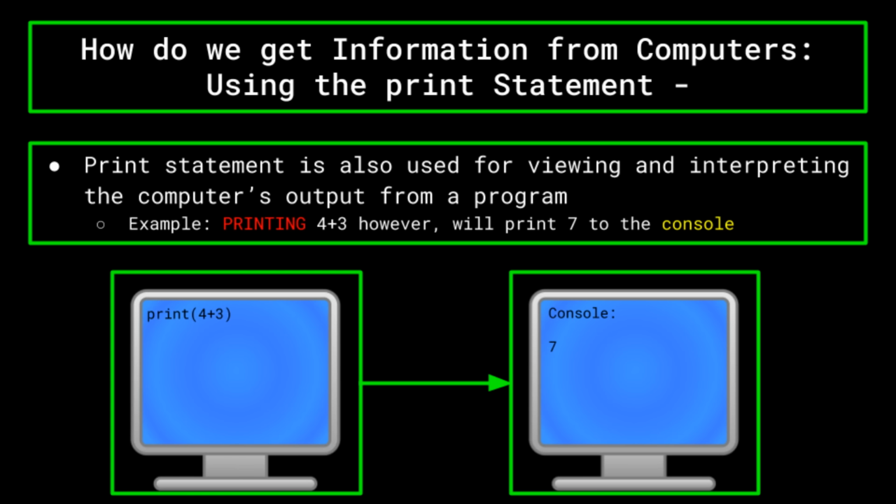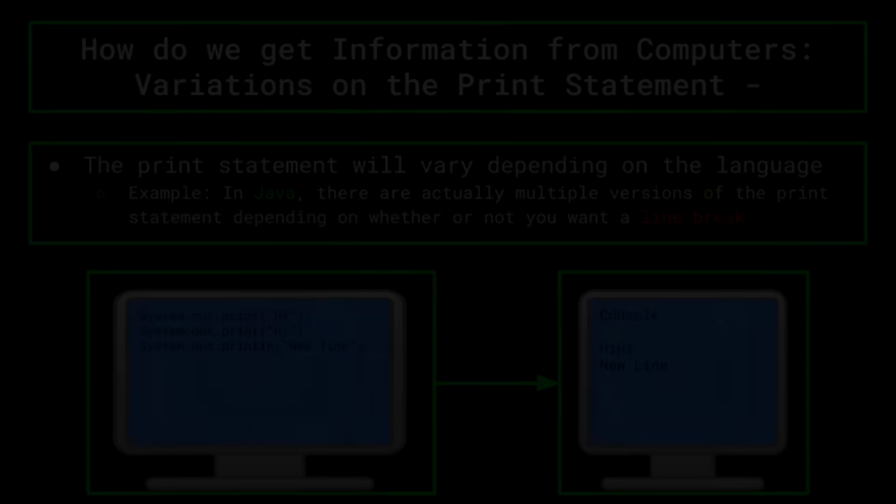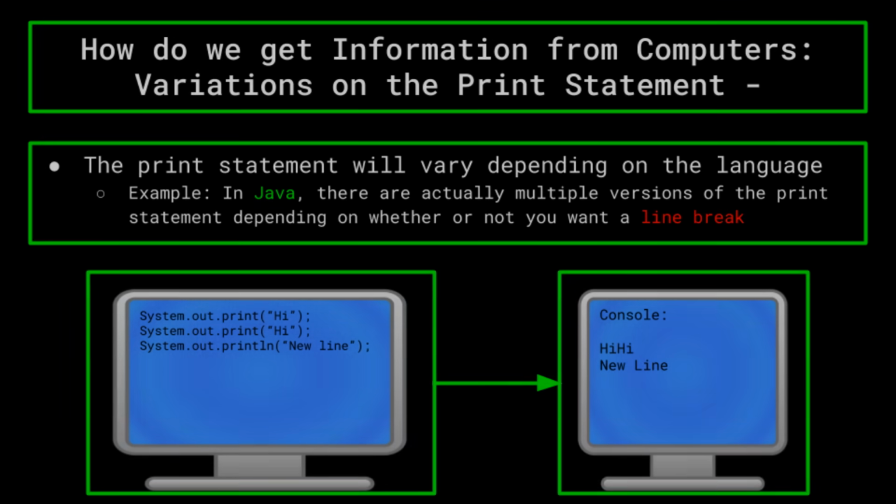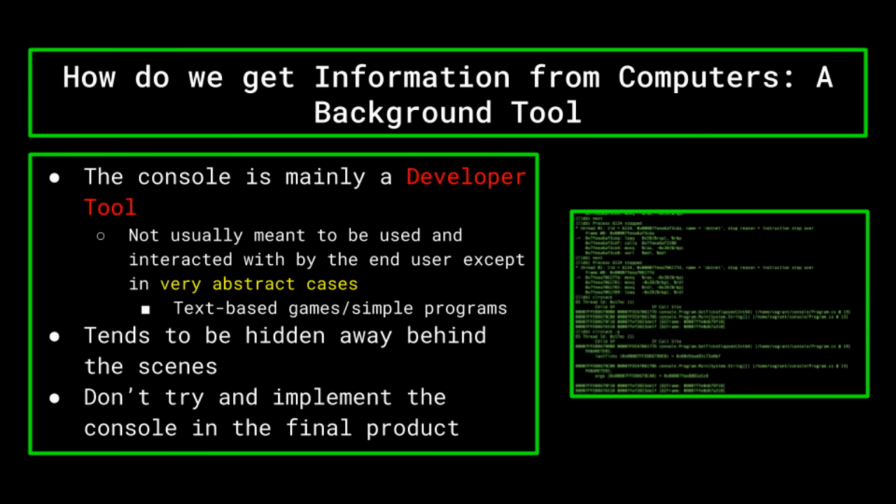It is important to note that the print statement varies depending on the programming language being used. For example, in Java, there are multiple versions of the print statement depending upon whether you would like a line break after the printed text or not, as well as specialized print statements which make your code run more efficiently. Also, the general syntax of using a print statement and certain nuances of its function can change between languages. However, you can generally rely on it to carry out the same overall function, as it is a foundational statement for programming in general.